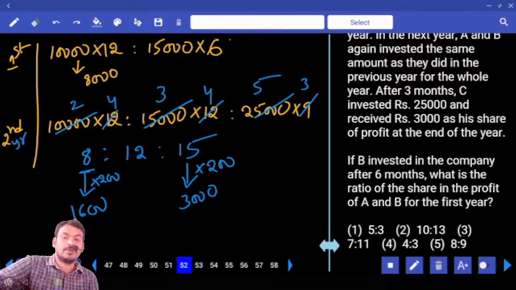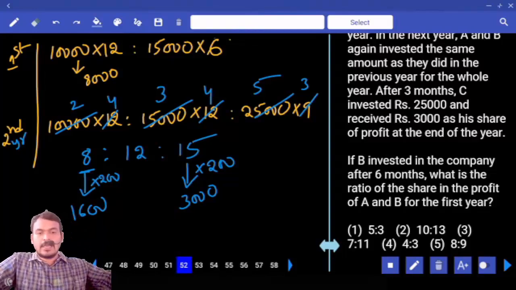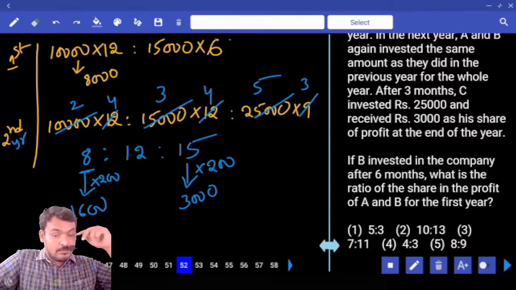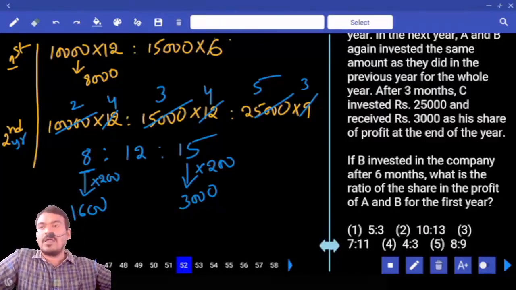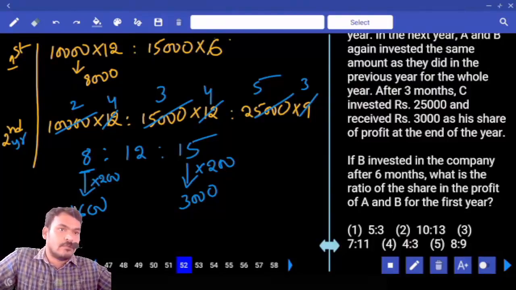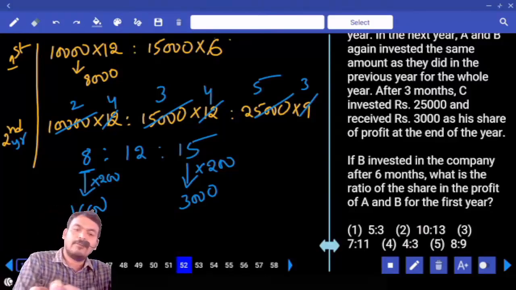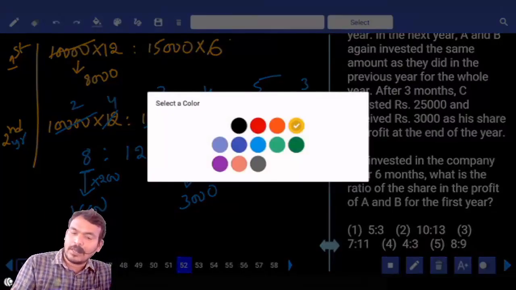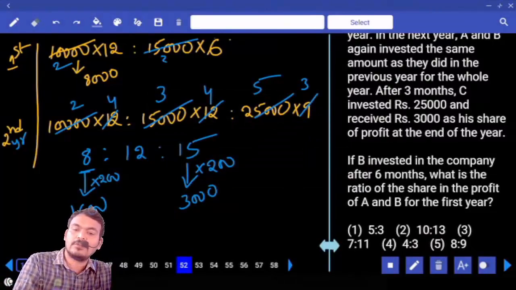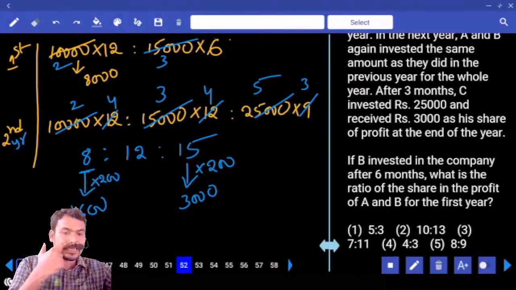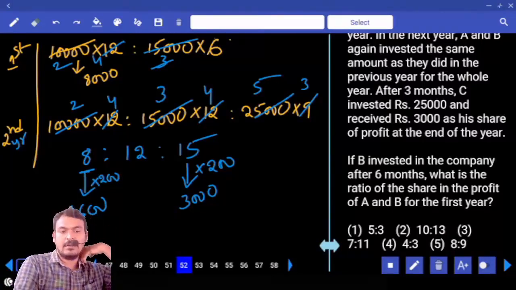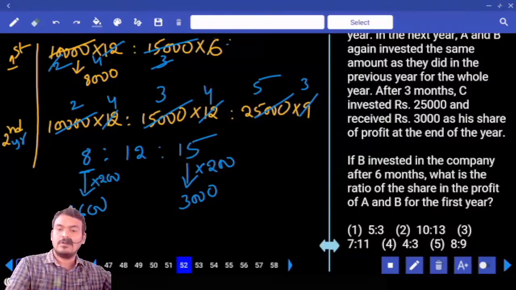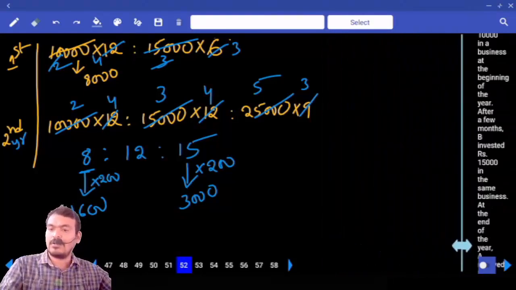In first year B investment is how many months? 6 months. What is the first year A investment? 10,000. B investment 15,000. First year A time period is 12 months. B time period is 6 months or not? We get the profits ratio of A and B in first year or second year? First year. 5 how many times? 2 times. 5 2 times. 5 how many times? 3 times. Again, any other cancellations? 3 again how many times? 4 times or not? Next, 2 how many times? 3 times or not?